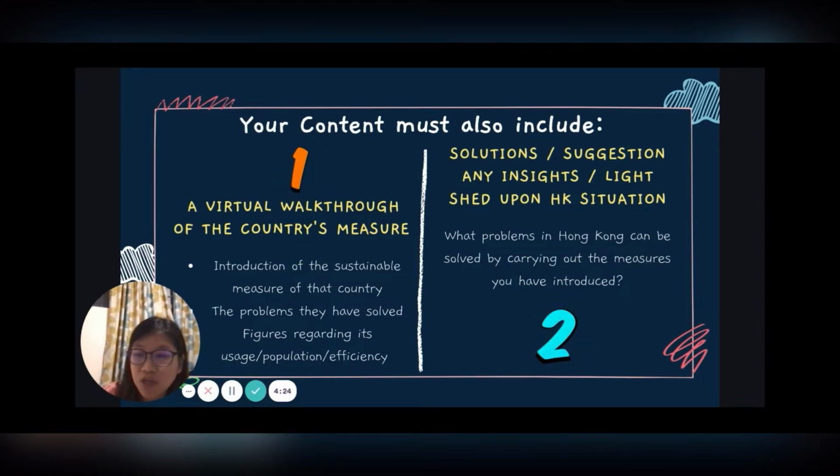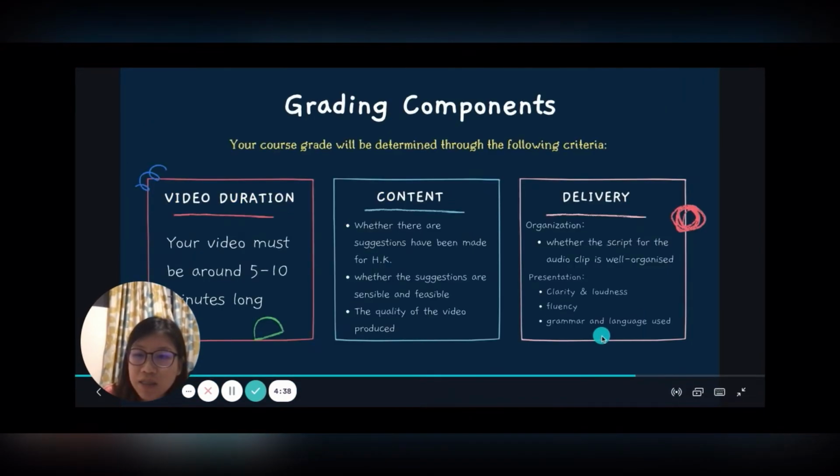Number 2, suggestions for Hong Kong to apply such measures. You may want to talk about the application of such sustainable measure into the Hong Kong context, what kind of problems that they can solve. All right. And then coming up next is the grading components.